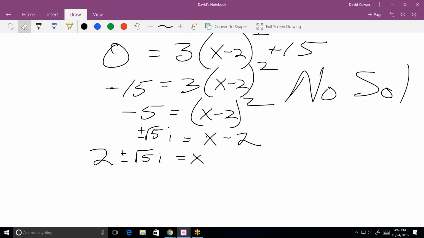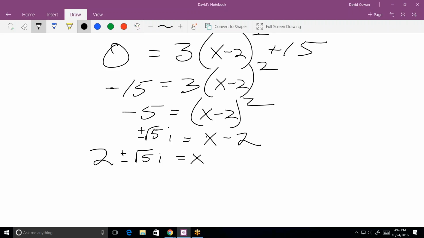It's no solution only if you haven't had imaginary numbers. Otherwise I can solve it. Not that. If I said, what's the domain? The domain is all real numbers. But if I said, what's the range, it's no range, no solution.